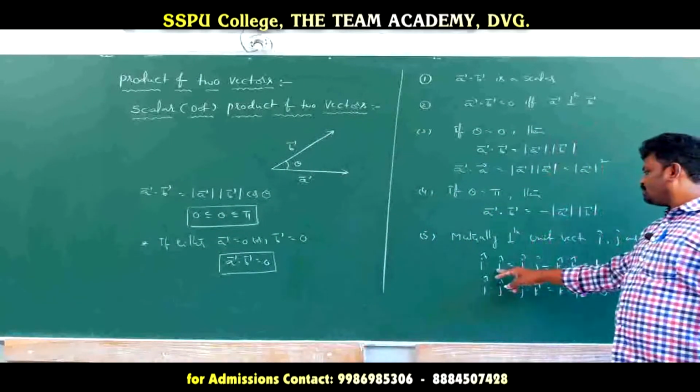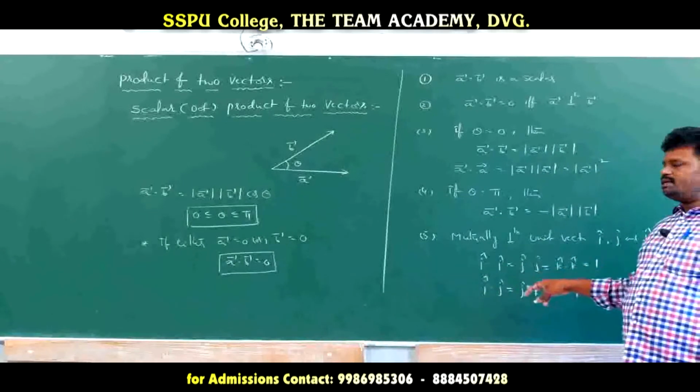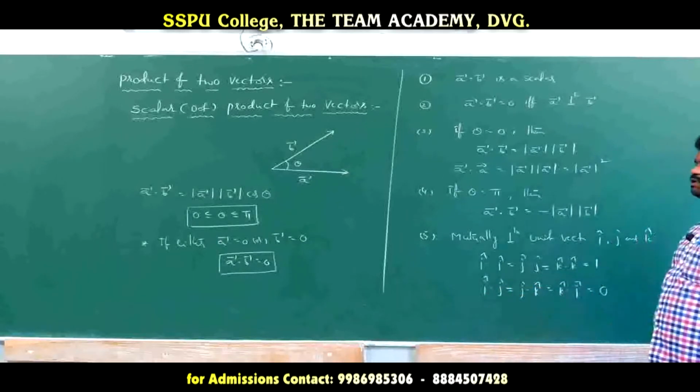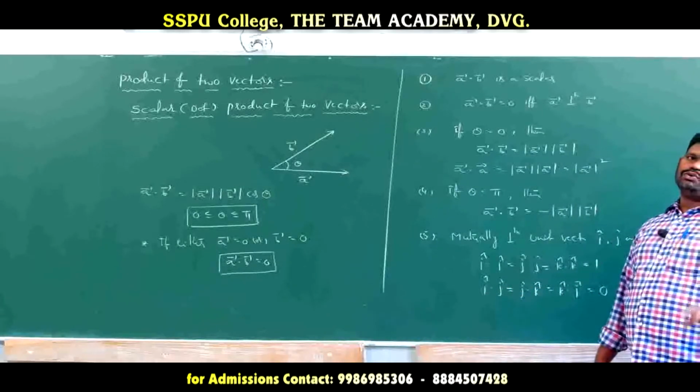The dot product of the same vectors, i cap i, j cap j, k cap k, is equal to 1. If we take different vectors, the dot product value is equal to 0.